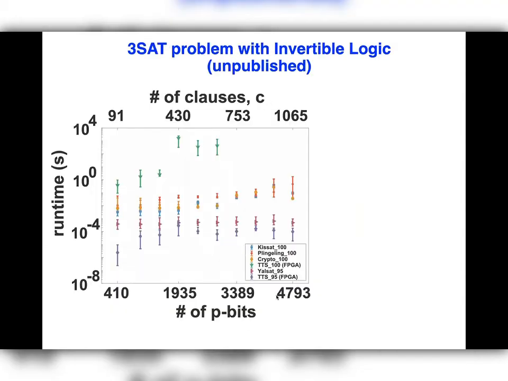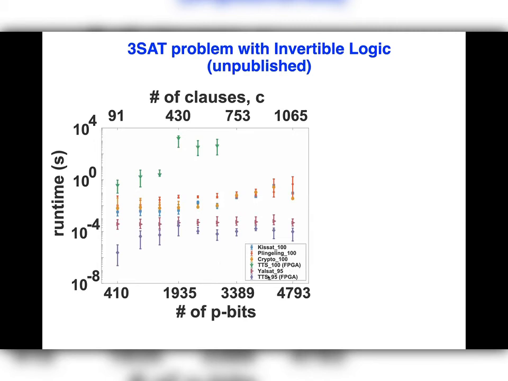Now, another interesting development, which we haven't published yet, is related to a fundamentally important problem in computer science: the 3-SAT problem, the satisfiability problem, where you try to come up with a satisfying assignment in a complicated Boolean circuit. Invertible logic is very well suited to represent these problems. And here we compared the results of our FPGA to the world's best SAT solvers in software.